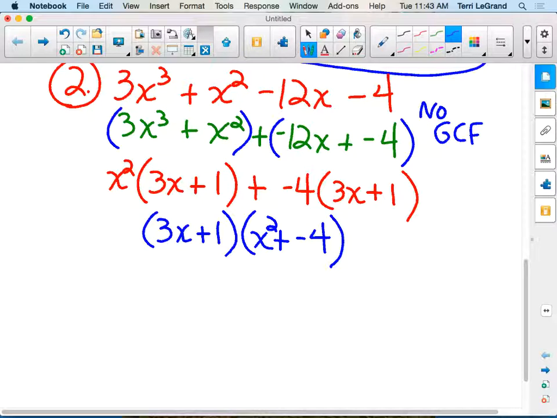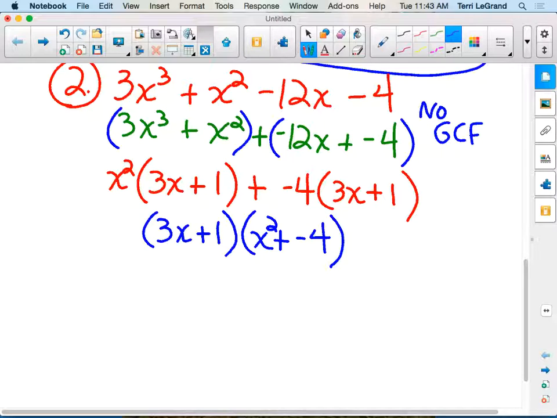Okay, how come we don't have any arrows yet? Because we didn't have the GCF. Right, so we didn't have anything to leave behind. Now we have the following, do you agree with me? One of the factors is 3x plus 1, the other one is x squared plus a negative 4.